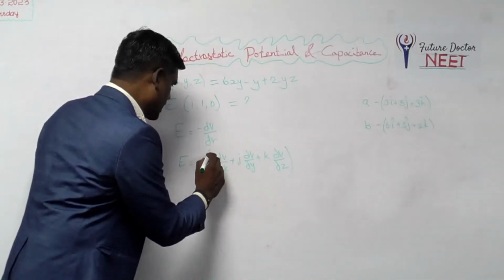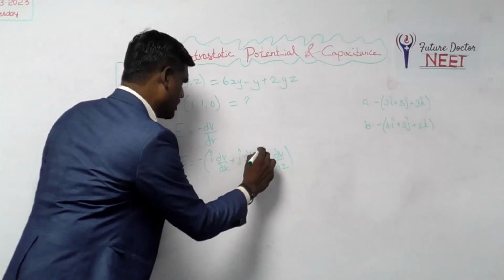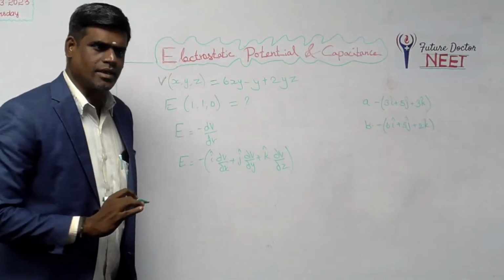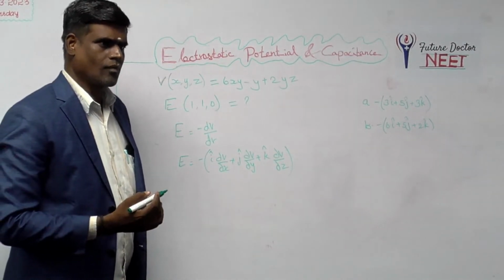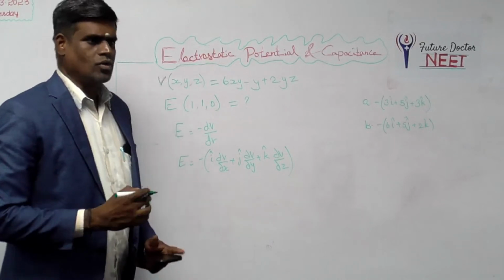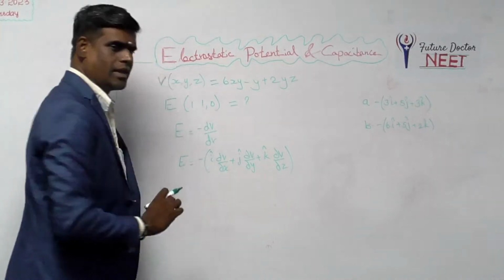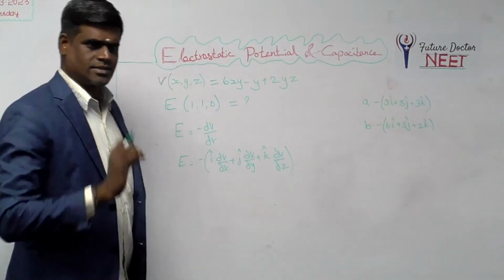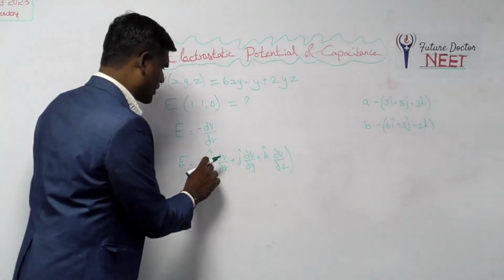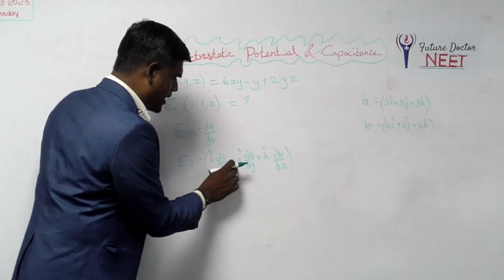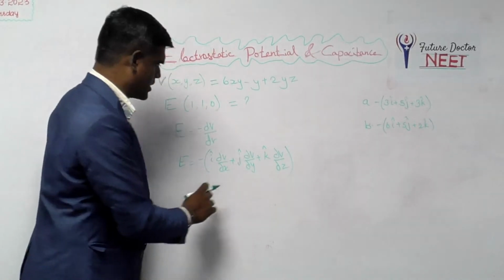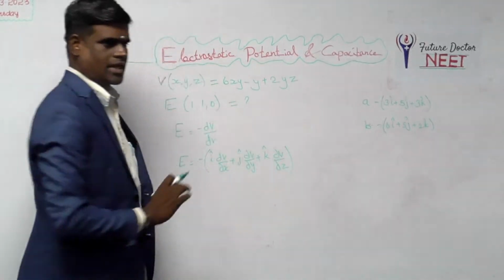What does I cap, J cap, K cap mean? What is IJK? They are unit vectors along the respective axes. For example, I is a unit vector along the x-axis, J is a unit vector along the y-axis, and K is a unit vector along the z-axis.